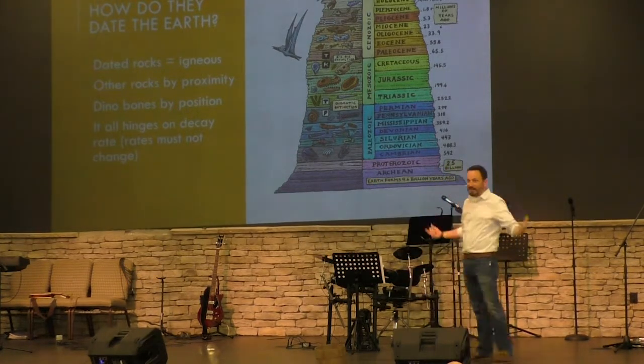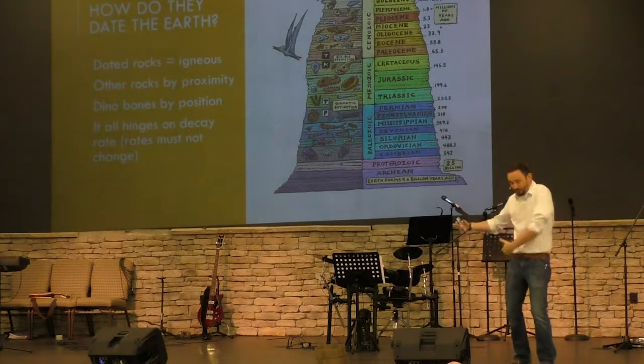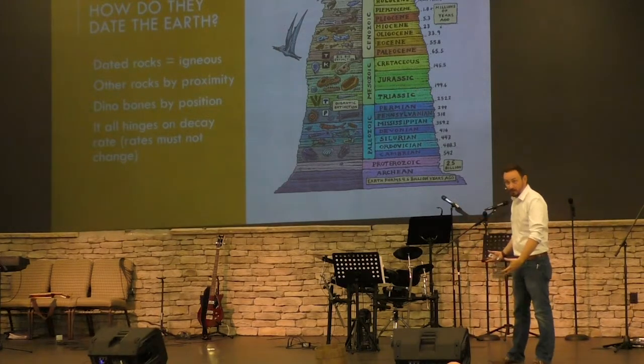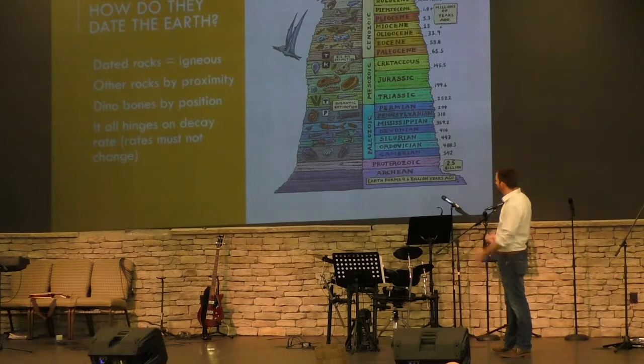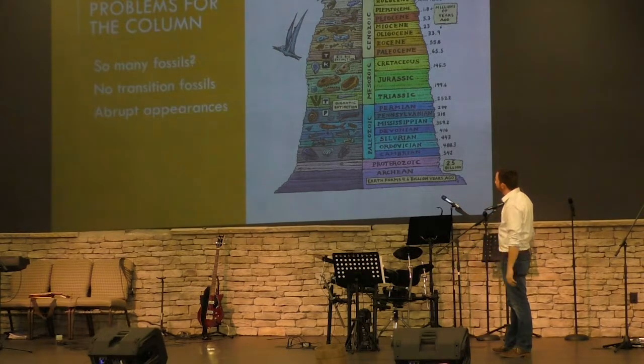And I think the DNA and the soft tissue that we're finding in dinosaurs is enough to bring this house of cards down. But we're not willing to admit it yet. It all hinges on these decay rates.